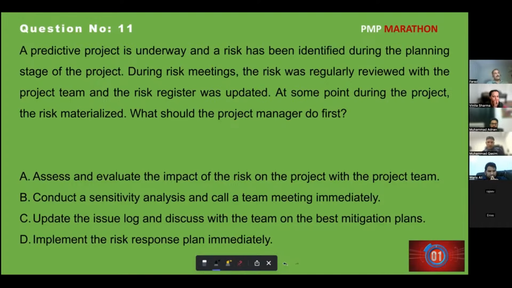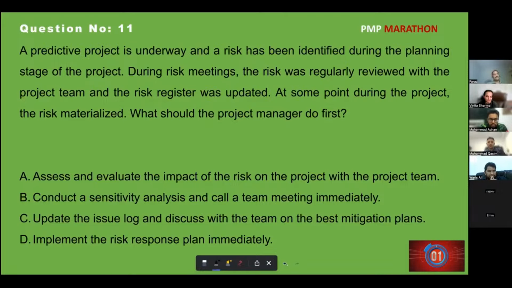Why not D? Yes, before implementation, the project manager should first assess and evaluate the impact of the risk on the project, because sometimes the implementation of the risk response creates another secondary risk. So he should first assess and evaluate the impact, and then implement the response.